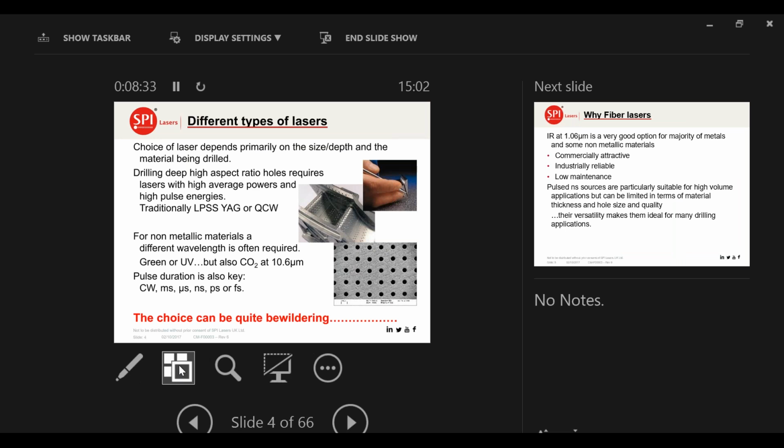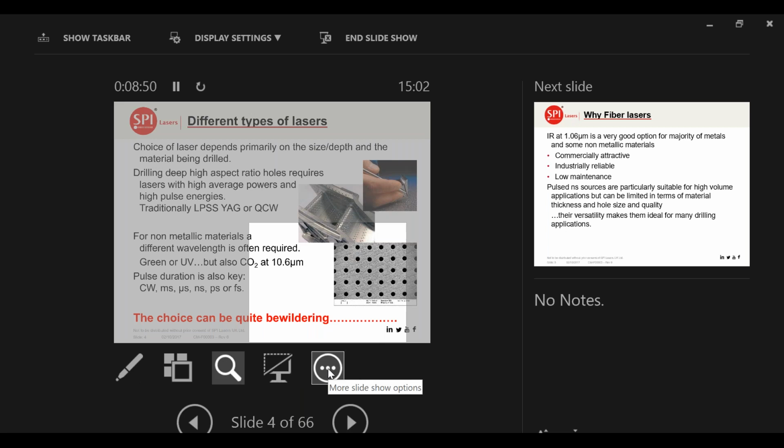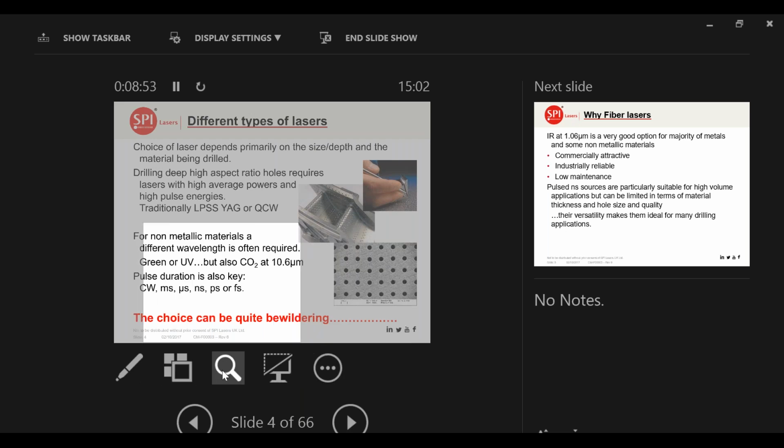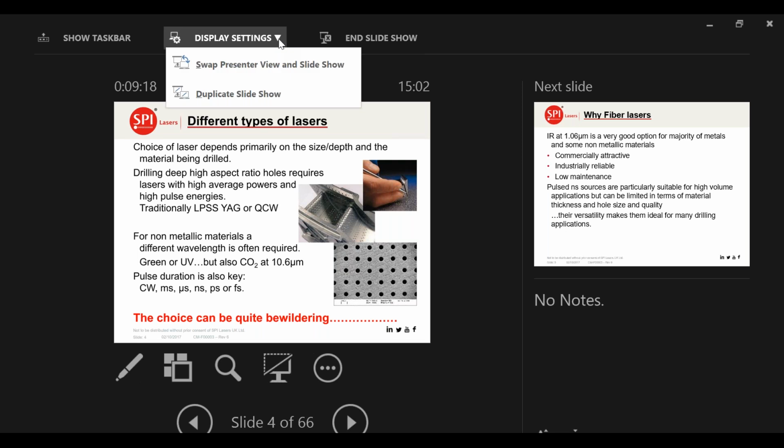As you're probably aware, there's a whole host of different lasers that are available to do drilling, and the choice of which laser you might want to use depends very much on what you're trying to achieve. For example, on the size and depth of the hole that you want to create, and the type of material that is actually being drilled. For example, drilling of deep high aspect ratio holes requires lasers with very high average powers and very high pulse energies. Not necessarily very high peak powers, but that's quite important as well. And for example, like those kind of holes used in aero engines, traditionally LPSS or lamp pump solid state YAG lasers, or now perhaps QCW lasers are being used.